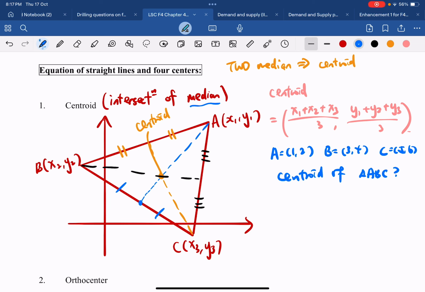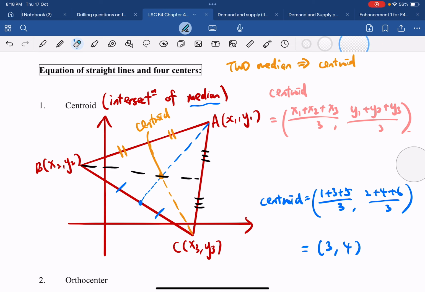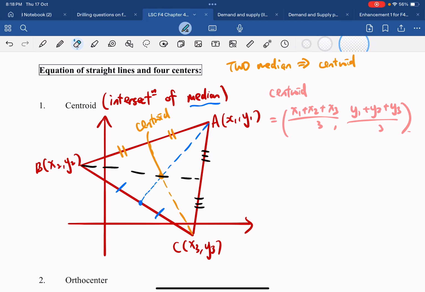Okay, so you can do it yourself. Okay, so the centroid, as shown in the above formula, will be (1 + 3 + 5) over 3, (2 + 4 + 6) over 3, which would be, let me see, 3 and then 4. Okay, so just add the x-coordinates together and divide by 3, add the y-coordinates together, then divide by 3. Okay, but there are two more important properties of centroid. So you need to know both the properties and know how to compute it.